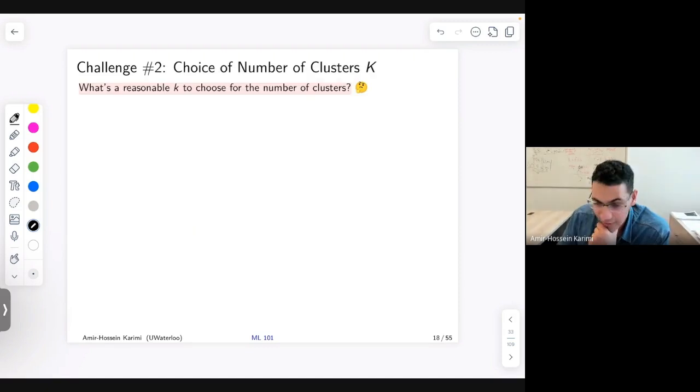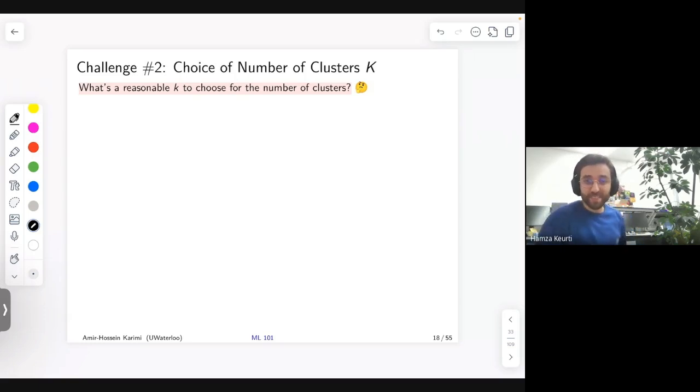Okay, so this is our first challenge, local minima. We have yet another challenge, which we started off with initially, which was, what do you mean by the elbow method?